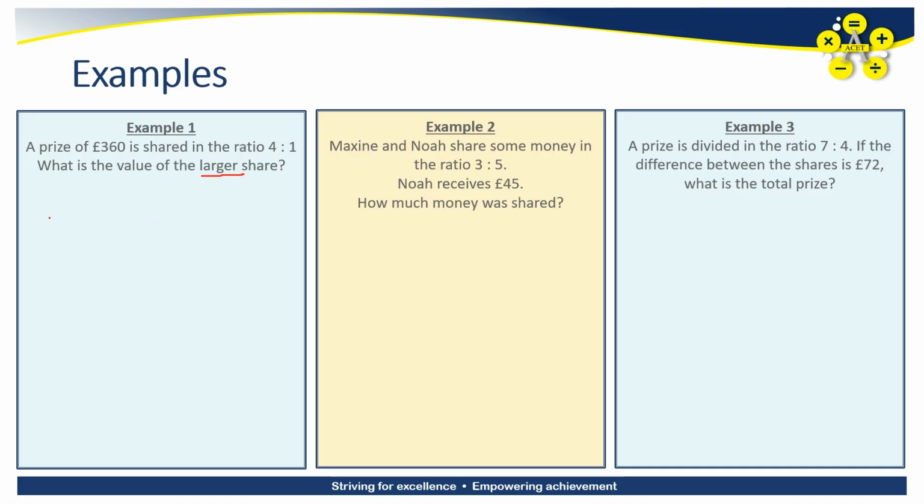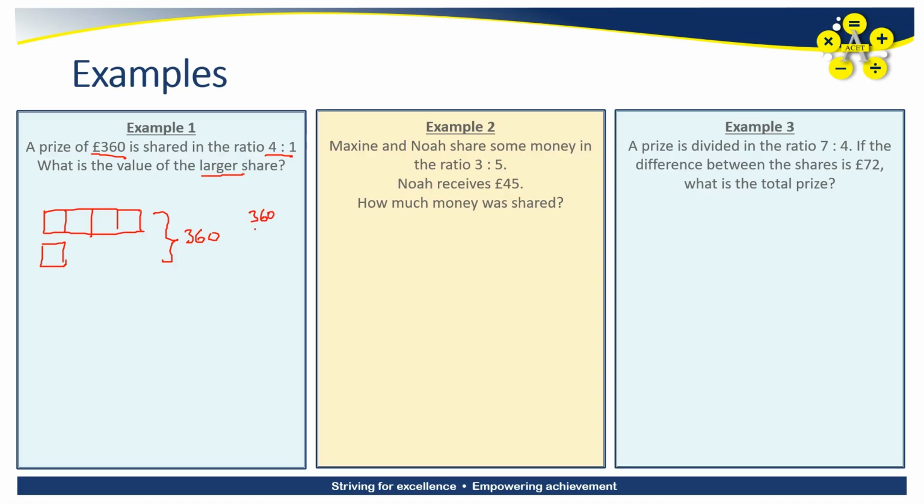So what I'm going to do here is illustrate this ratio of 4:1 using bar modelling. So the first person, or the first part of the share, is getting 4 parts, whereas the other one is only getting 1 part. So we've got our ratio 4:1. Now the prize is £360, and that's shared in between all of this. So what we're interested in is how much 360 can go into these 5 boxes fairly.